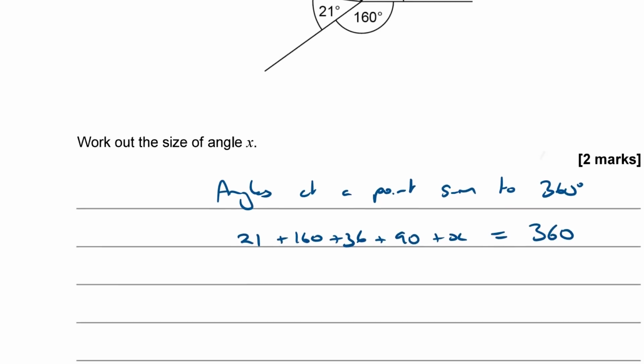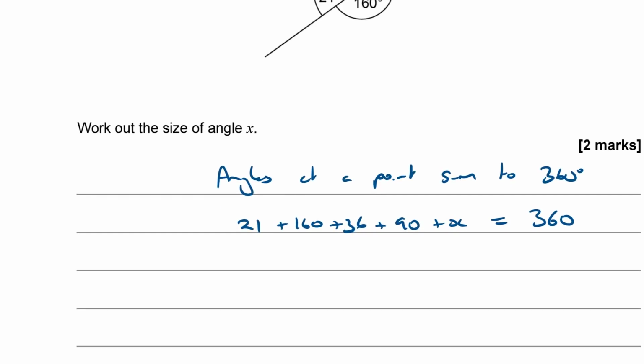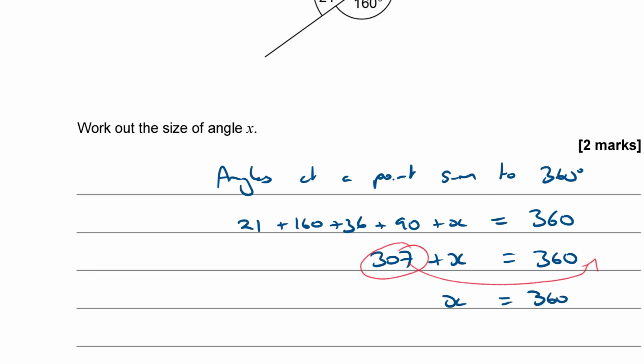Okay? So let's just add up all those numbers on the left. 21 and 160 and 36 and 90. What does that add up to? 160 and 90 is 250, plus the 36 is 286, plus the 21, 307. So we've got 307 plus X is 360. Right, so change sides, take that to the other side, so I subtract it. That tells me that X is equal to 360 subtract 307, which gives me a remainder of 53. So X must be 53 degrees.